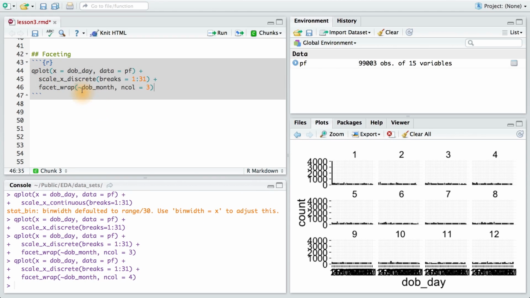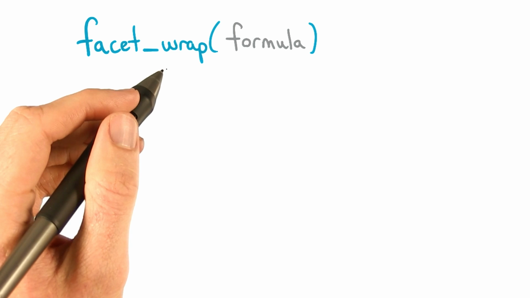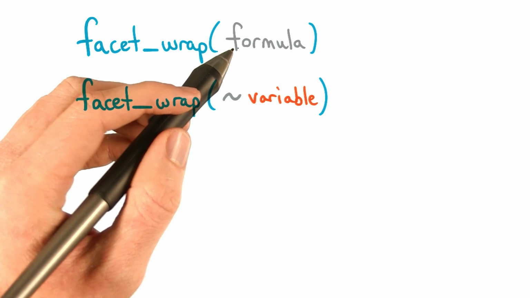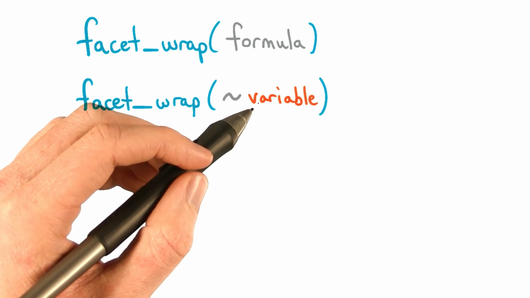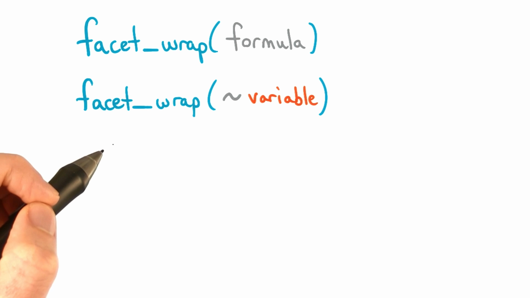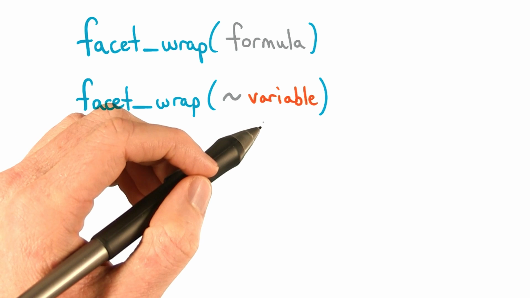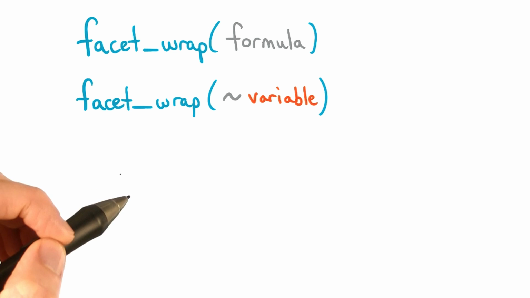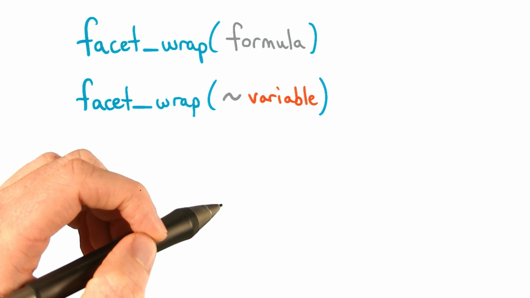Before we keep coding anymore, I want to focus on this facet wrap, and specifically this formula right here. In general, facet wrap takes in a formula inside of its parentheses. The formula contains a tilde sign followed by the name of the variable that you want to facet over. This allows you to create the same type of plot for each level of your categorical variable. In our case, we wanted to make histograms of DOB day, one for each month of the year.